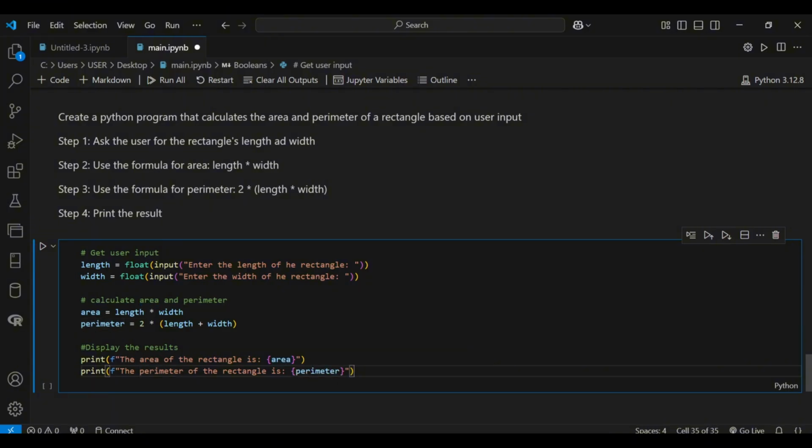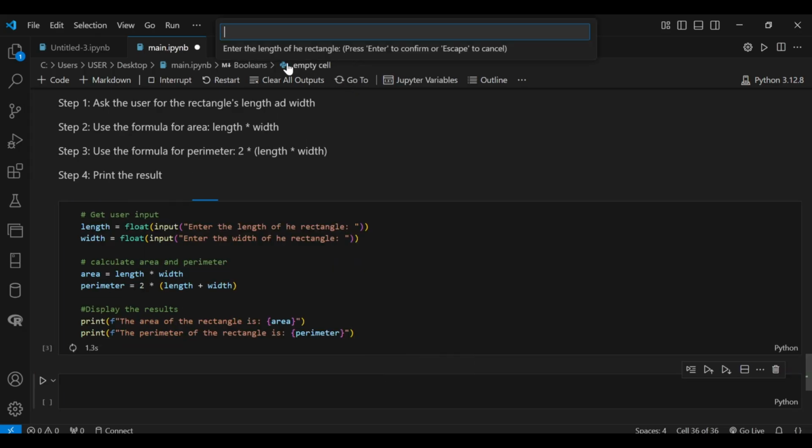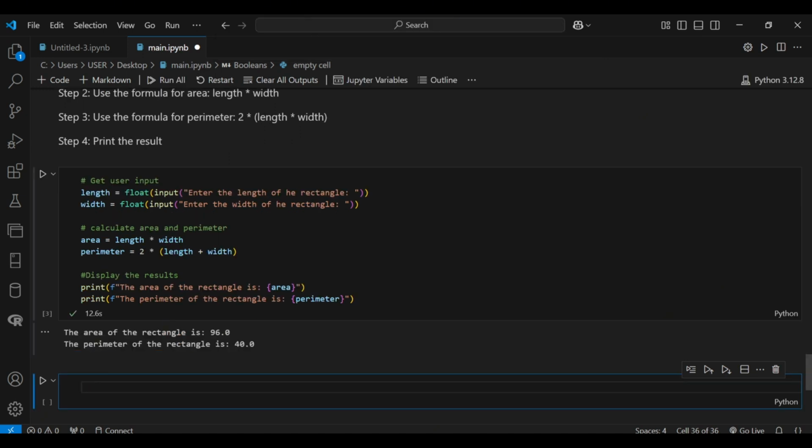Okay, I hope we got this. So now let's try to run it. If you run it now, it's asking us for the length, so I'm just going to put any length. Let me put 12, and then it's asking me for the width. Let me put 8. So now it's going to calculate the area, which is 12 times 8, and use the formula to get the perimeter using the length and width I specified, and also give us the result. This is the result here, and I hope you understand this.